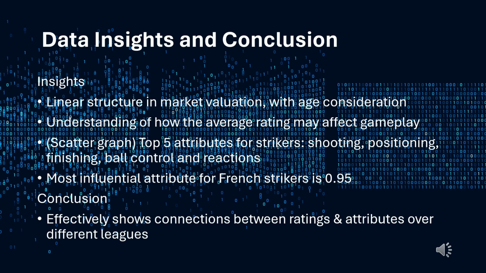Next, the scatter graph shows the correlation between overall ratings and individual attributes for strikers. This scatter graph identified the top 5 attributes as shooting, positioning, finishing, ball control, and reactions. Specifically, for French strikers, the correlation graph shows the most influential attribute is shooting. So to conclude, the analytics given in the slides effectively address the problem identified in the beginning, as it shows the nuanced connections between overall ratings, attributes, and market value, while also showing the dynamic striker evaluations across different leagues and nations.